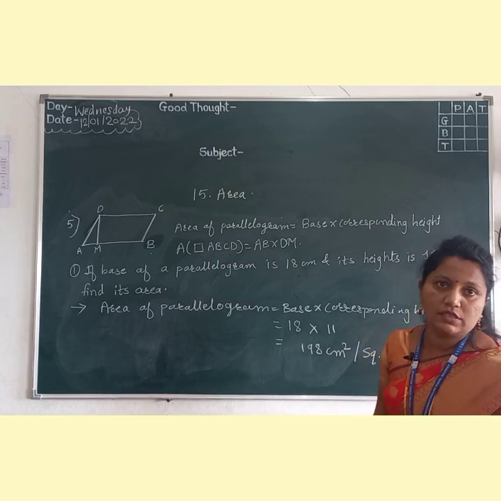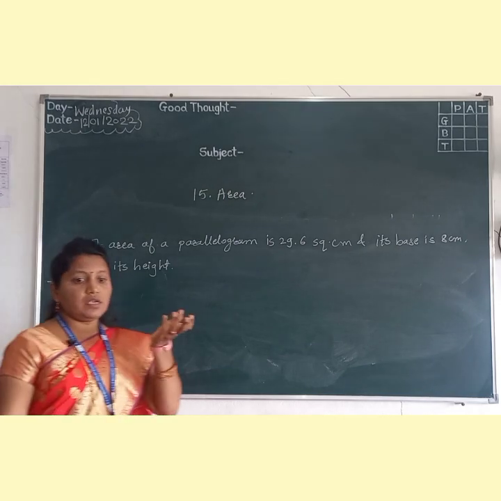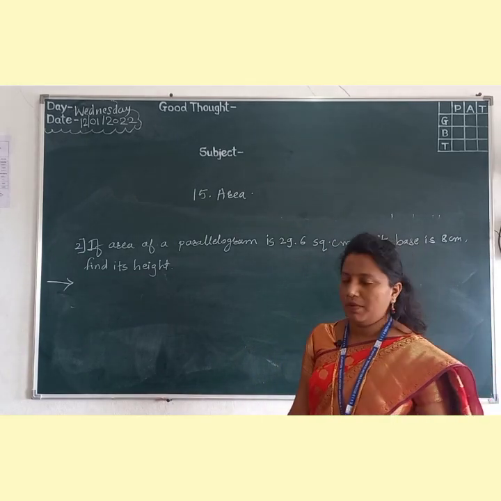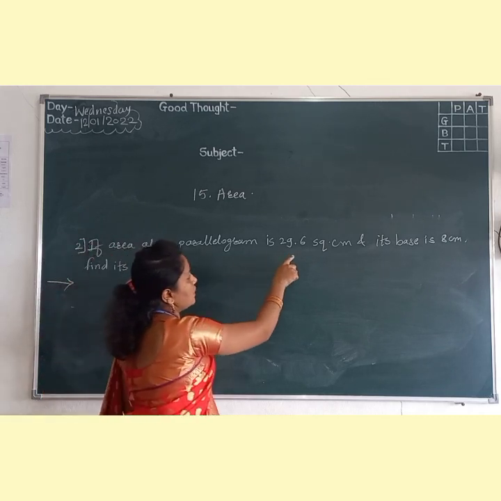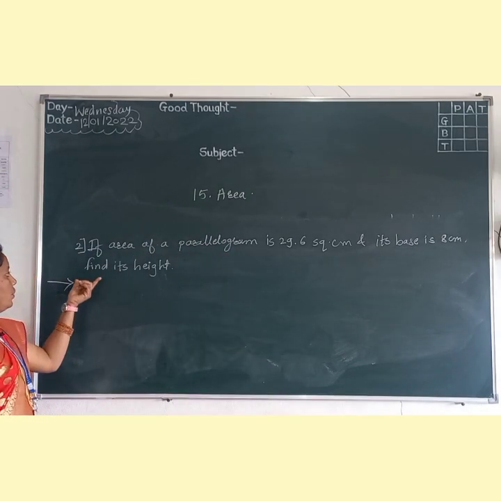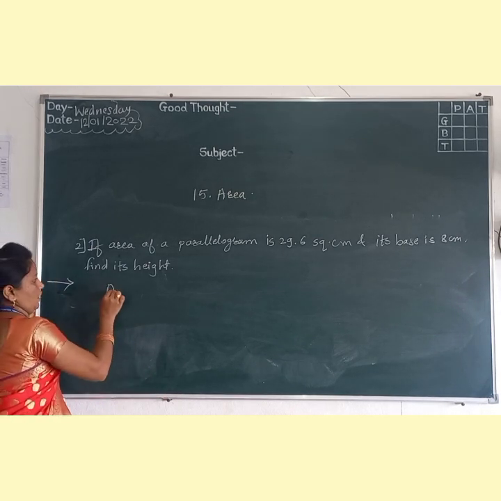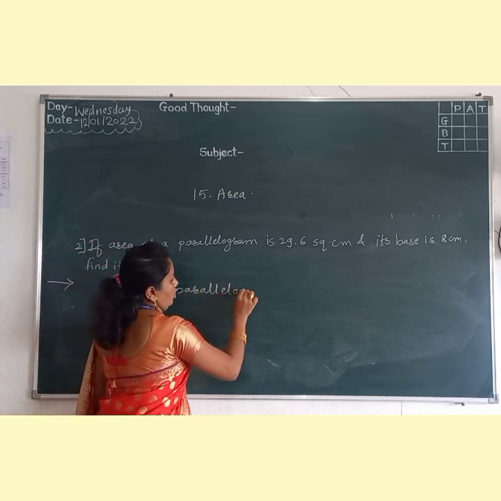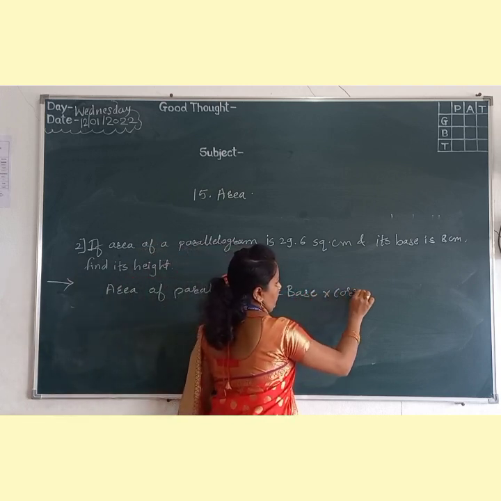And next example, second example. In the first example two quantities were given, base and height, and you calculated the area of the parallelogram. In the second example, if the area of parallelogram is 29.6 square centimeter and its base is 8 centimeter, you have to find its height. How to find height? First you write the equation: area of parallelogram is equal to base into corresponding height.